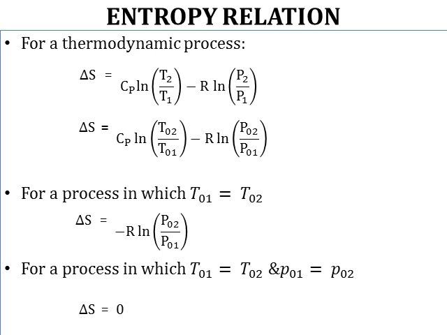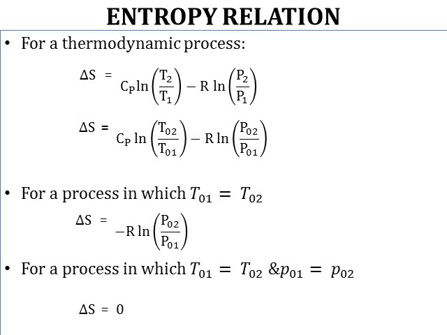For a process in which the stagnation temperature remains constant, the equation for delta S reduces to delta S is equal to minus R log of P02 divided by P01. This condition can be attained if there is no change in the total energy during the fluid flow. That means all the fluid flow problems in which there is no energy transfer can have the delta S as shown by the third equation.